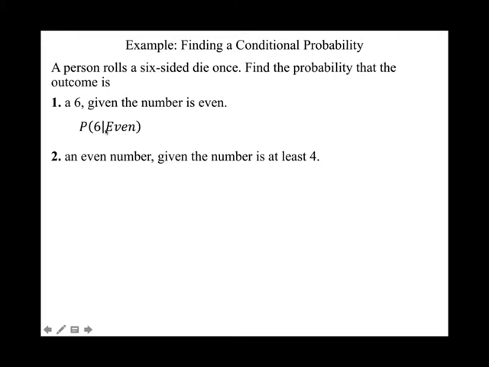First, write down the sample space. What are the even numbers? We have 2, 4, and 6, right? So think about it. We want to find the probability of 6. How many 6s do we have here? We only have one, right? So that will be 1 over 3, which is 0.333.